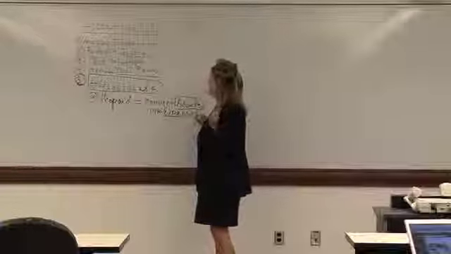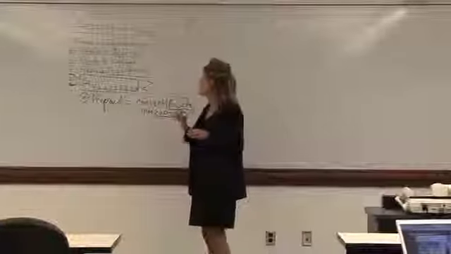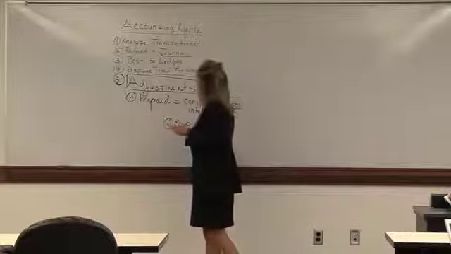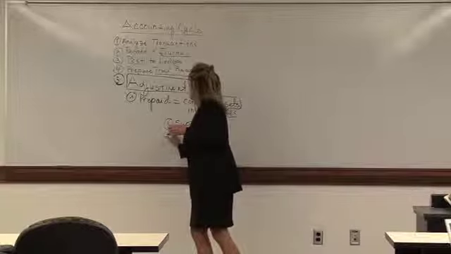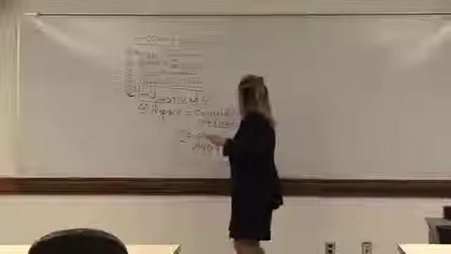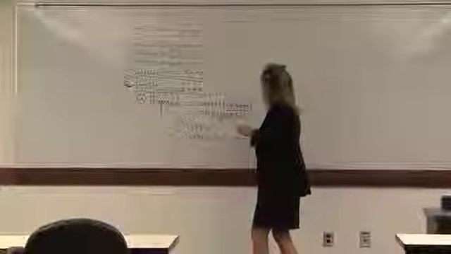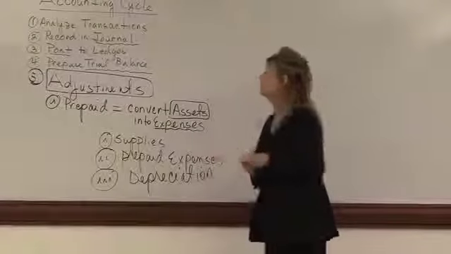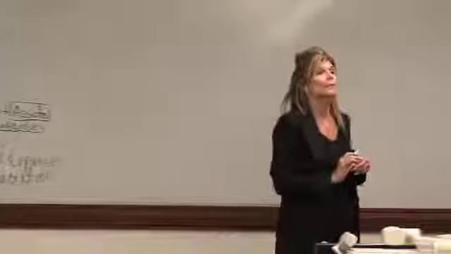So our prepaid adjustments fall into 3 categories. We're going to adjust for supplies. We're going to adjust for prepaid expenses. Most commonly, we see rent or insurance. And finally, we're going to adjust for depreciation. Those are the 3 areas of prepaid adjustments that we take a look at. So let's first look at supplies.